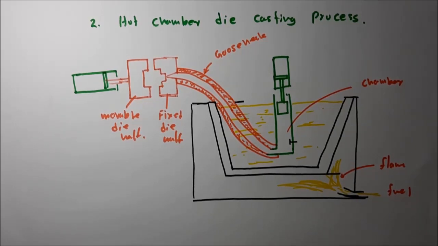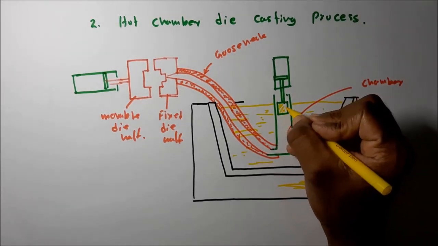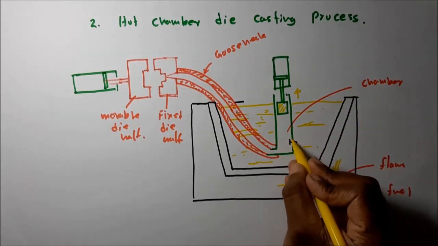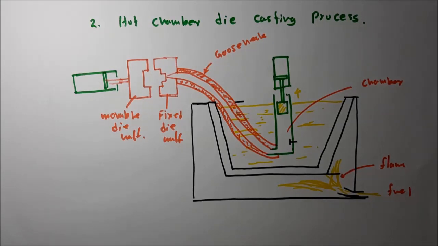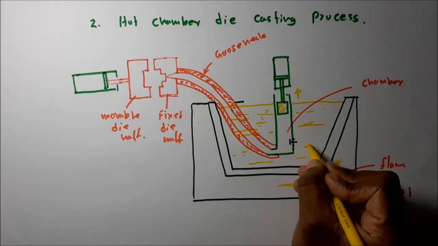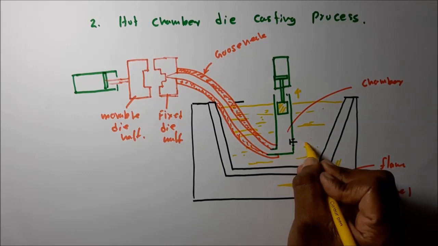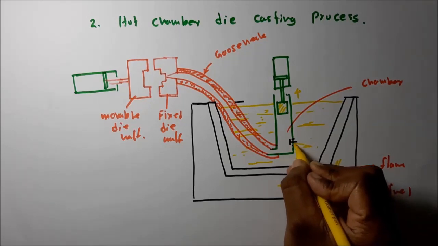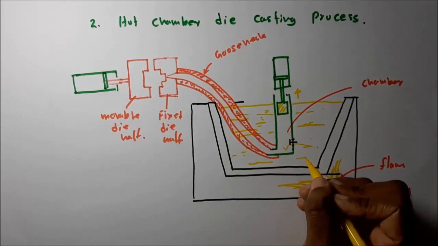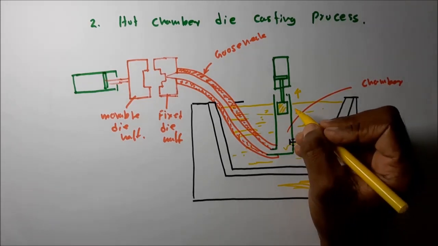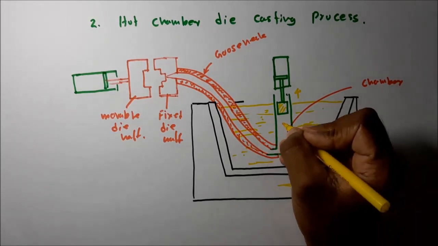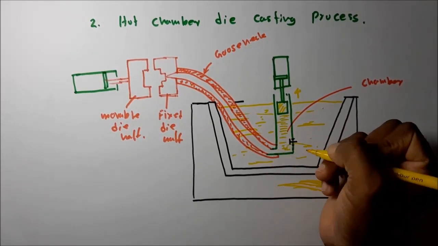Then what happened? When this flange moves upwards from the bottom, this gate is open. Actually, this is a gate. The gate is open. Because of the vacuum, the outer molten metal flows into this chamber. Then this chamber fills with the molten metal.